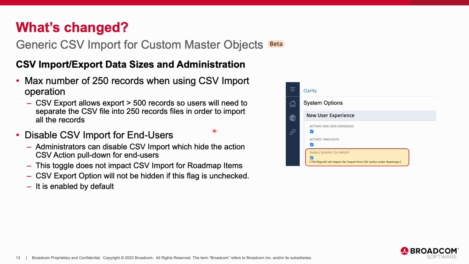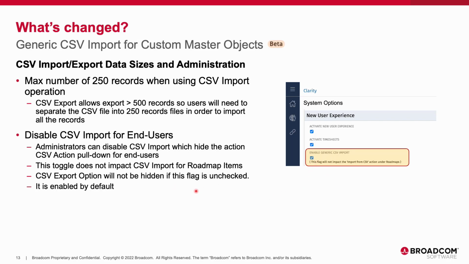Since this is a beta feature, and some customers may not want this exposed in their production environment, we added an option under system options to disable CSV import. If this flag is unchecked, the action under custom master objects for that pull down will be hidden. This flag doesn't impact the CSV import for roadmap items, so that will still remain. Also, the CSV export option will not be hidden even though this flag is set to false.